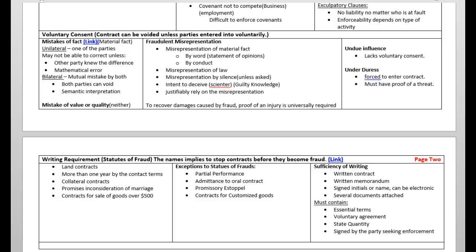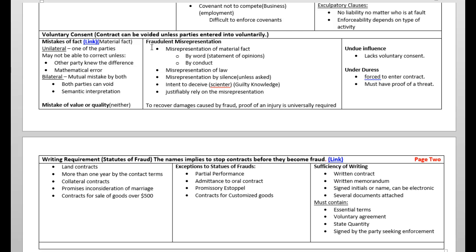Chapter 8, Part 2 of Contracts, and we're picking up with voluntary consent. This is ending out Chapter 8 and the requirements of a contract. One thing that you have to have is voluntary consent by both parties. If you don't have that, then the contract can be voided.